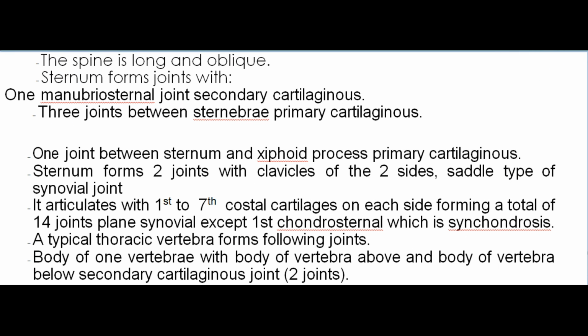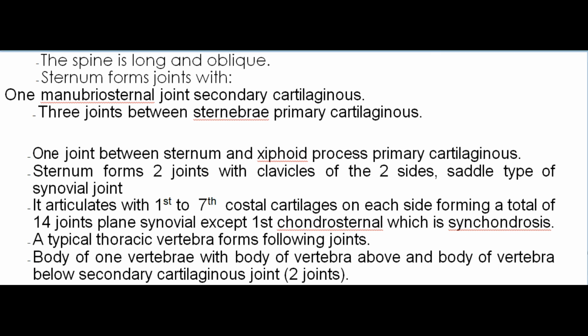The sternum forms joints with: one manubriosternal joint, secondary cartilaginous; three joints between sternebrae, primary cartilaginous; one joint between sternum and xiphoid process, primary cartilaginous. The sternum forms two joints with the clavicles of the two sides, saddle type of synovial joint. It articulates with the 1st to 7th costal cartilages on each side, forming a total of 14 joints, plain synovial except the 1st chondrosternal, which is a synchondrosis.